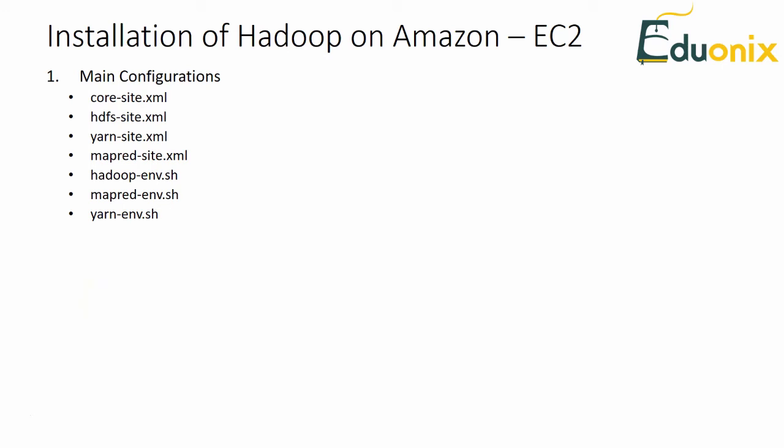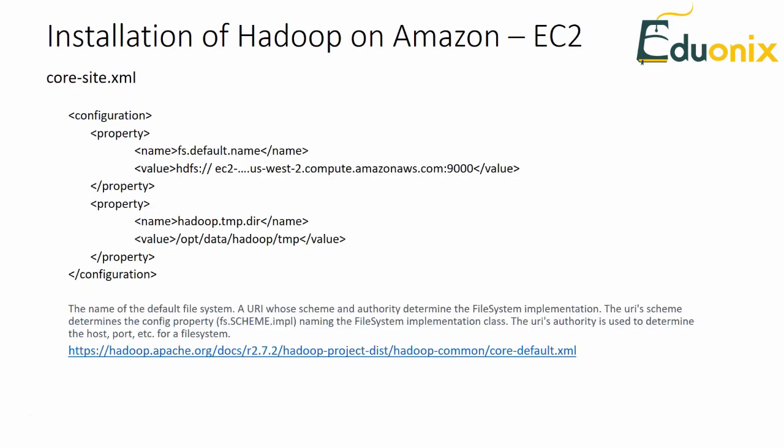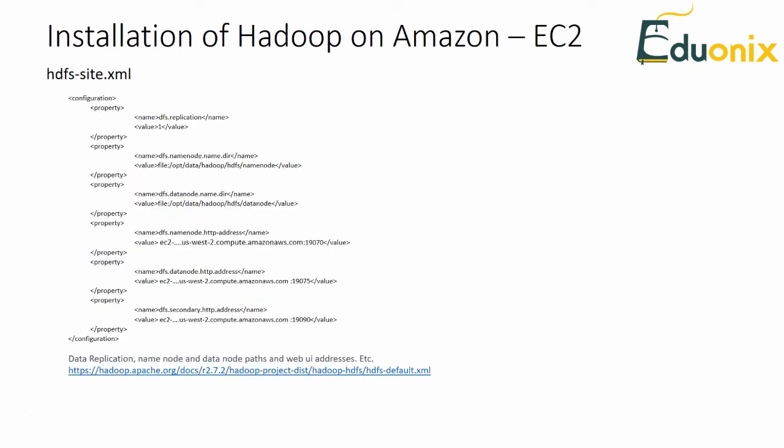These are the few files which we have to update. Let's look at the core site XML. This is one of the most important files of Hadoop's configuration. It contains one of the key parameters, which is the default name of the file system. The HDFS site XML contains the data replication factor, which we have set to 1, and also the name node and data node paths. You are seeing here the name node's directory path and the data node's directory path, and also the web UI addresses for the name node, data node, and also the secondary name node.